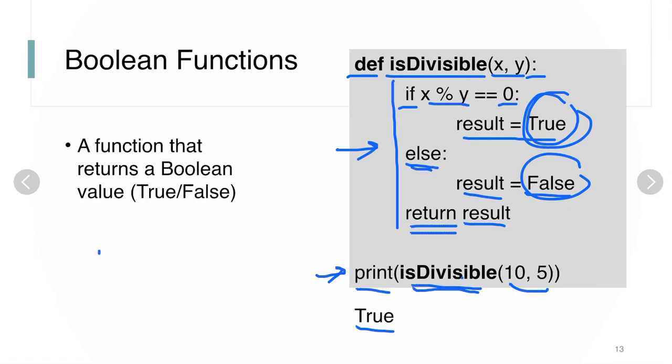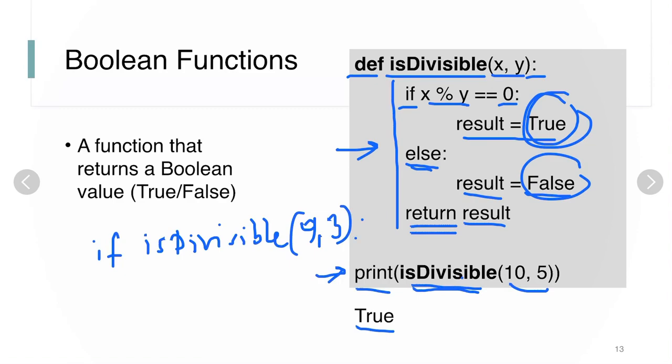You can write actually an if statement. If is_divisible, let's say 9, 3, and then colon, that will return true, of course. And then you can say print yes, divisible.